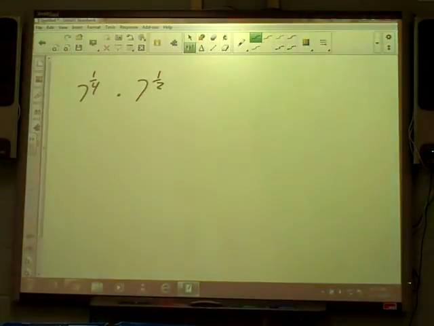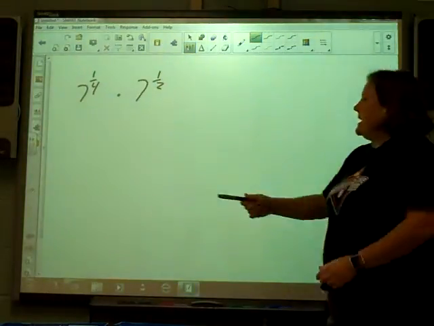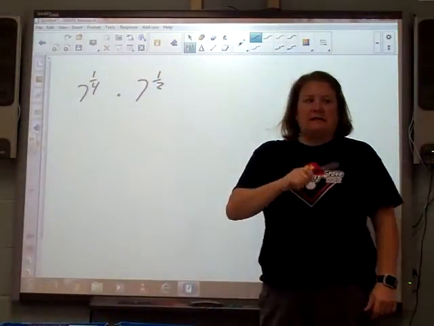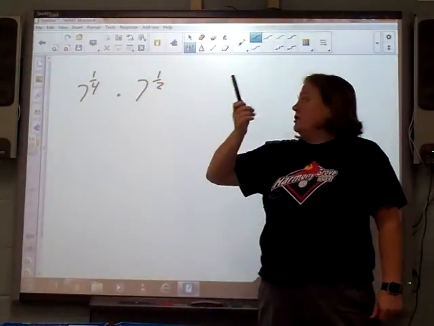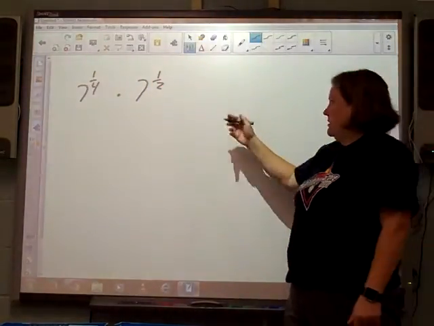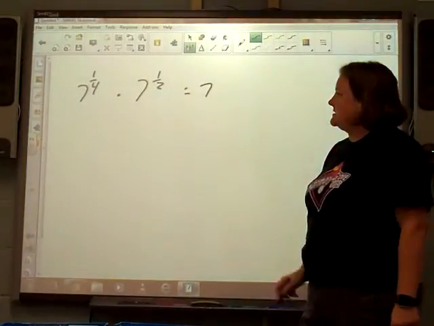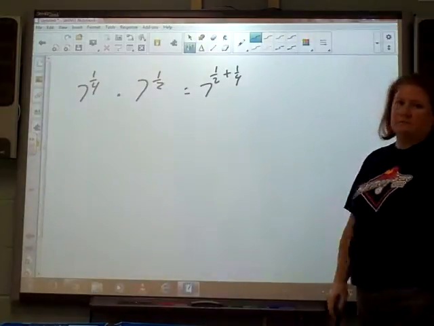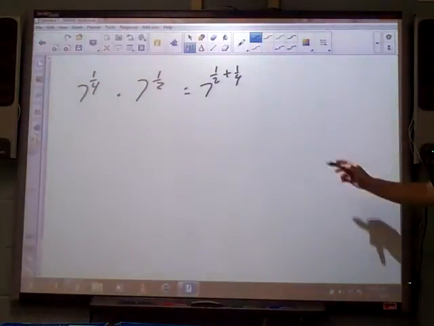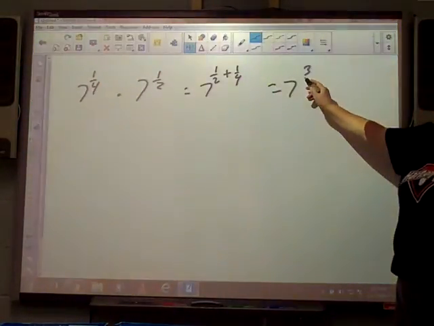So, same base, just like on the rules that we just copied down, 7 and 7's the same, just like the A and the A was. This is 7 multiply 3/4. So what did the rules say to do, Landon, when we had the same base and multiply? Add the exponent. Very good. So we're going to have that same base, and we got to figure out what 1/2 plus 1/4 is. Which, Landon is correct, is 3/4.